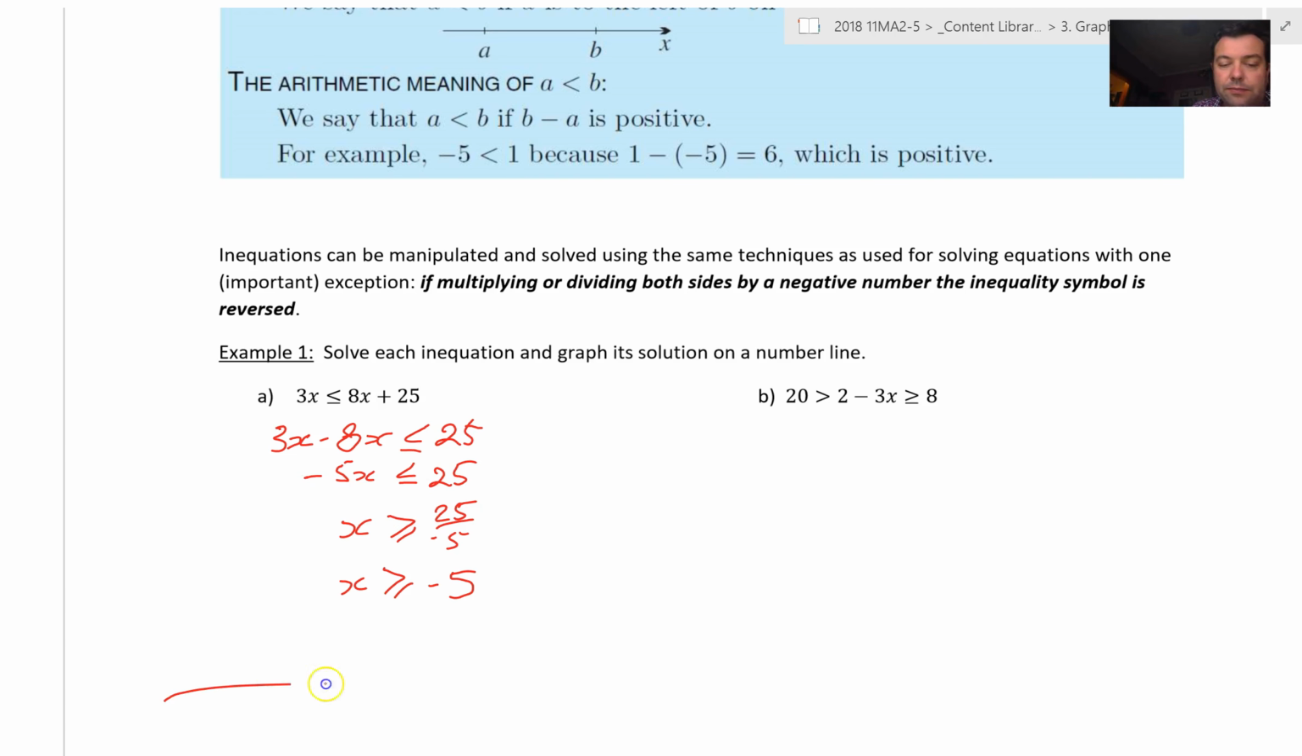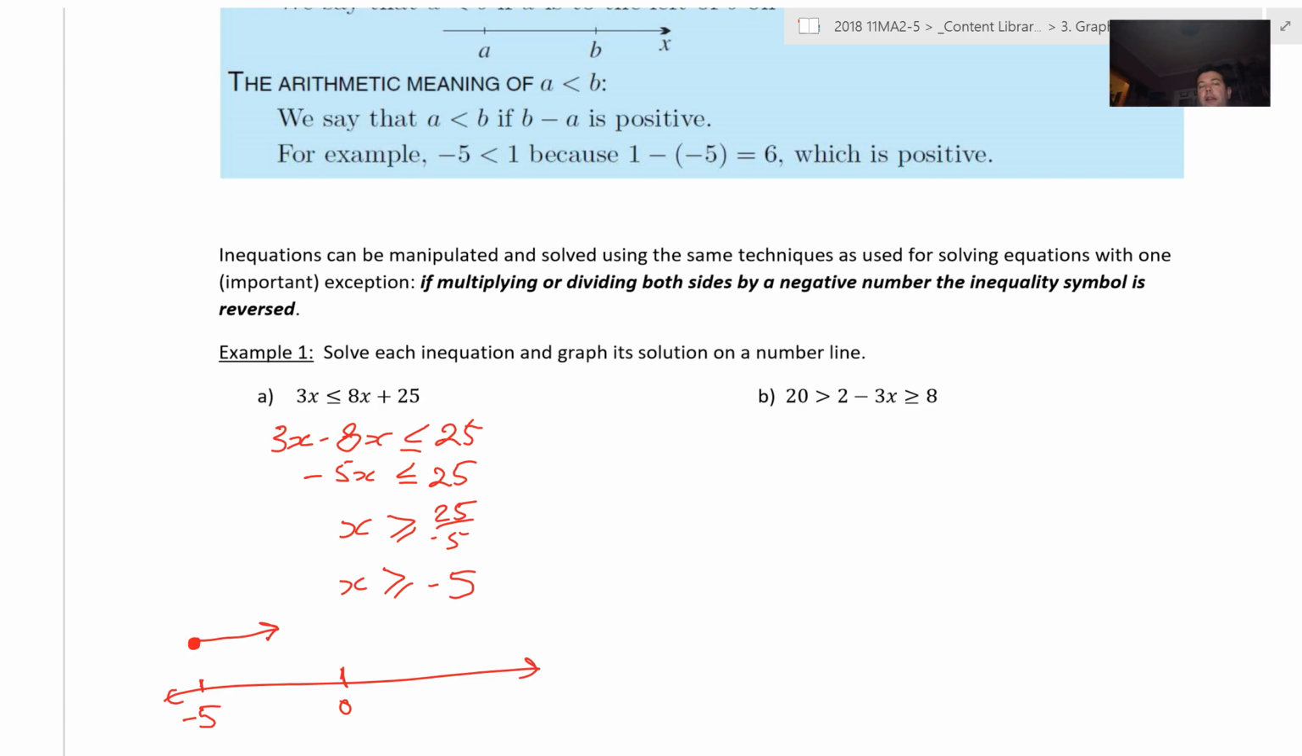Now on a number line, what have I got here? I need a negative 5 somewhere. All I'm going to do is put 0 there. I'm going to have negative 5 here. Now, it's greater than or equal to, so that means I use a closed circle like this.